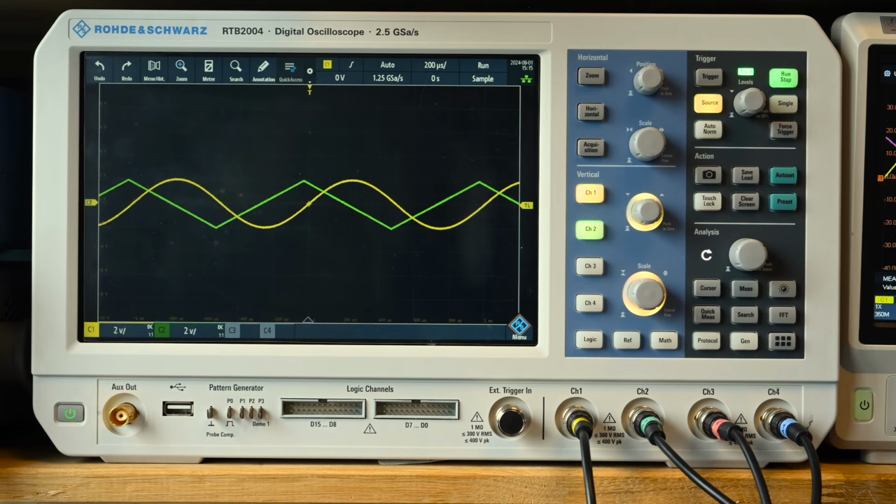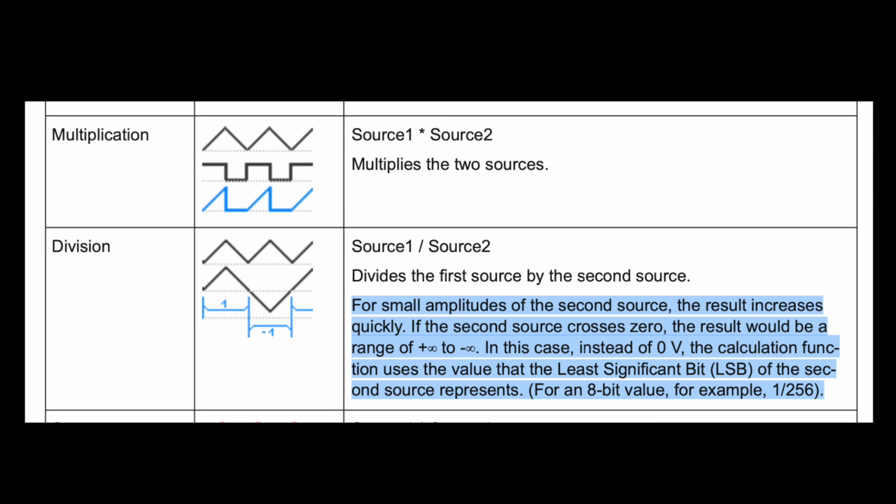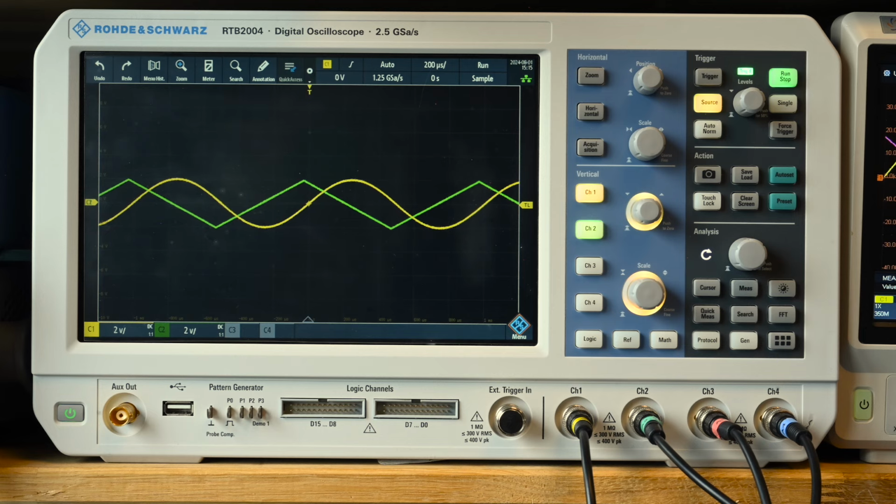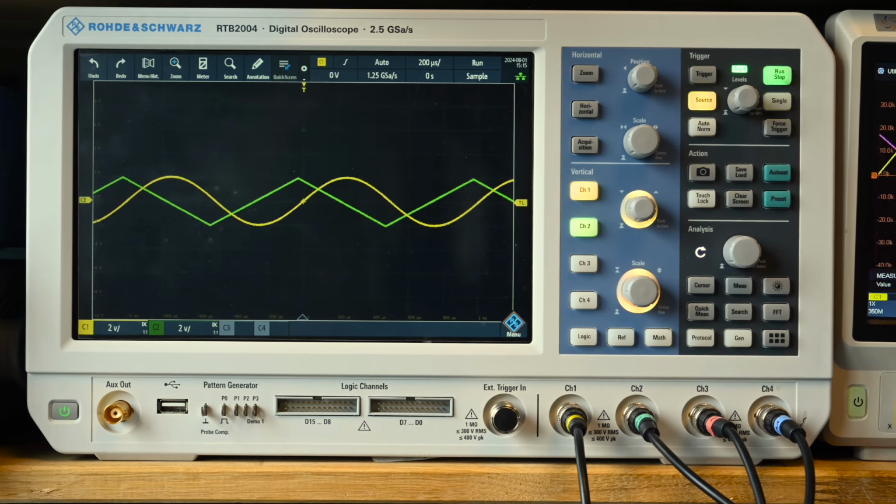And actually we got some information on that in the user manual. And there it says for small amplitudes of the second source, the result increases quickly. If the second source crosses 0, the result will be a range of plus infinity to minus infinity. In this case, instead of 0 volt, the calculation function uses the value of the least significant bit that the second source represents. Okay, so that's interesting. So it should take a low value rather than a 0 value.